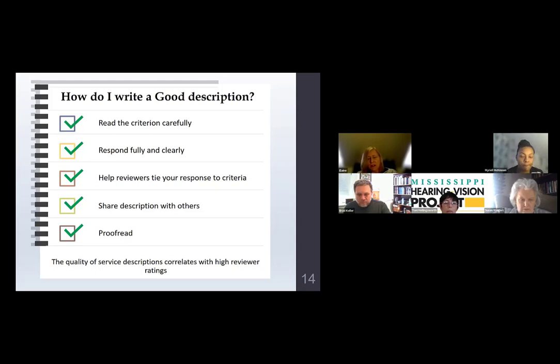Guide your reader to your response to the criteria so it's easy for them to see how your service meets each of the criteria. Share your description with others so they can ask clarifying questions and correct any inadvertent errors. Of course, proofread carefully. As you know, mistakes in spelling or grammar can be distracting to the reader. And I think it just in general makes your product stand out as being of high quality if it's carefully written and free of those types of errors.